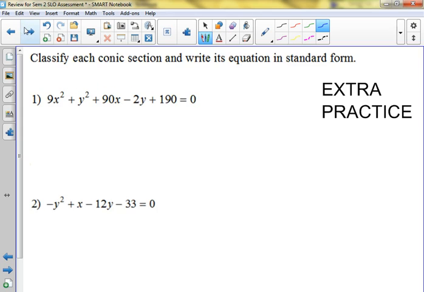Anybody? 1 or 2? I feel like the eye doctor. 1 or 2, which is better? Okay.